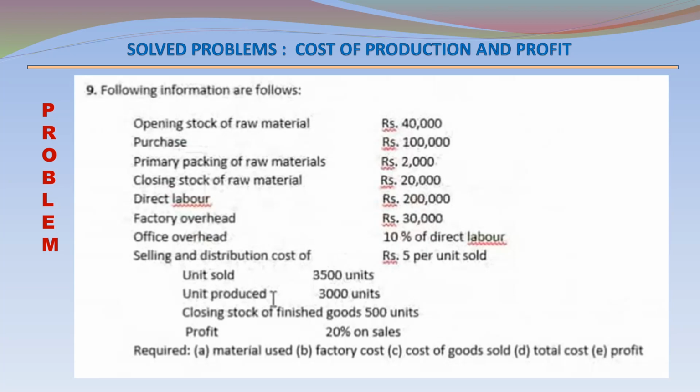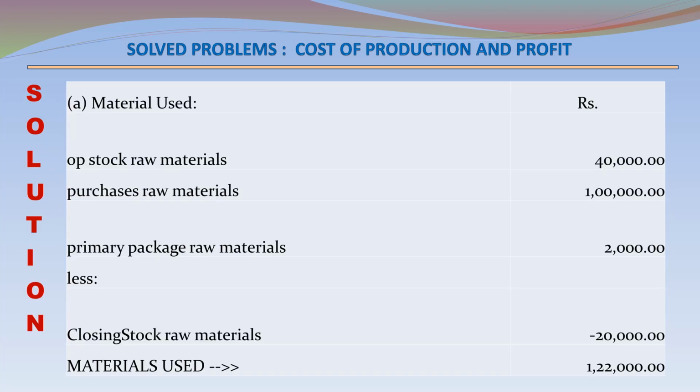Profit 20% on sales. Required: A. Material used. B. Factory cost. C. Cost of goods sold. D. Total cost. And E. Profit. Solution. A. Materials used.